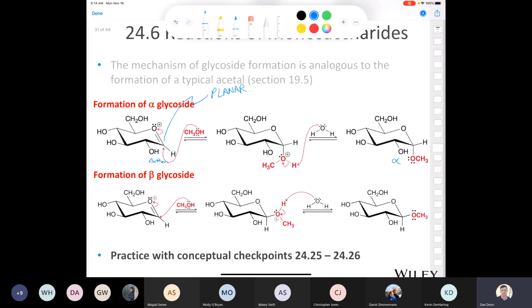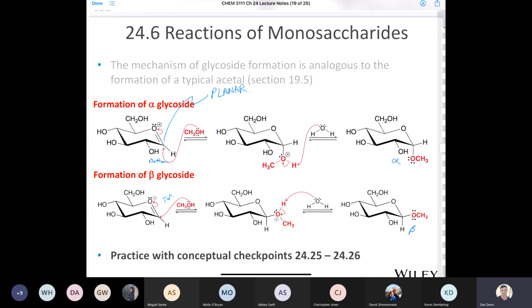This is alpha. And if it attacks from the top, again, you can see it attacking from the top face here. Well, that's going to give you the beta anomer because it's going to push the hydrogen down like this, and then your methoxy will be in the beta or the equatorial position at the anomeric carbon. So here's the beta anomer. Okay, now that's a mechanism that you're responsible for. Again, it's one of the few mechanisms that we look at in this class. And we've already looked at the mechanism for the formation of an acetal from a hemiacetal. This is basically the same thing, but doing it with a sugar, doing it with a monosaccharide.